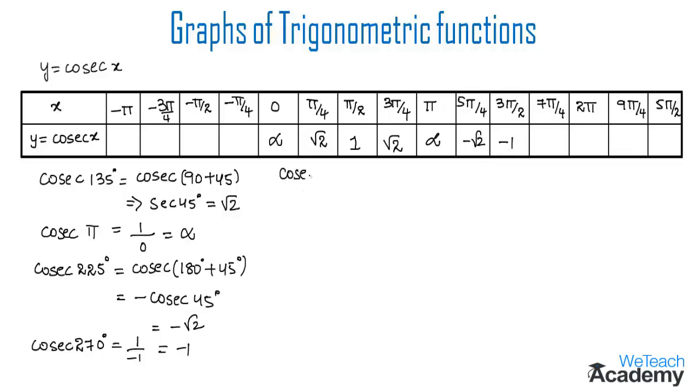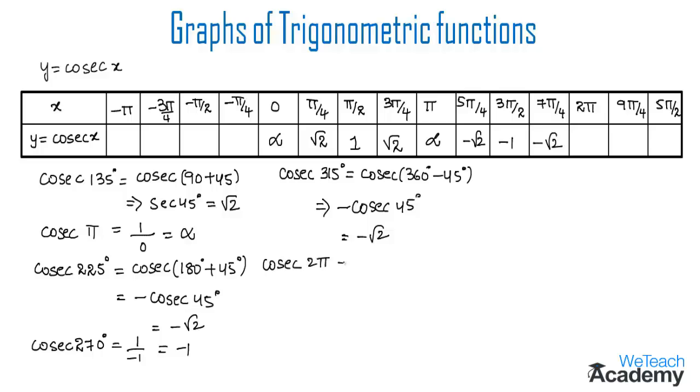So cosecant 7 pi by 4 is equal to cosecant 315 degrees, which is equal to cosecant 360 degrees minus 45 degrees. And this is in the form of cosecant 360 minus theta, which is equal to minus cosecant theta. So here we get minus cosecant 45 degrees. So that implies we get here minus root 2 as the value for cosecant 315 degrees. So here we get minus root 2 and then 2 pi. So cosecant 2 pi is equal to 1 by the value of sine 2 pi, which is 0. So 1 by 0 is infinity. So here we get infinity.